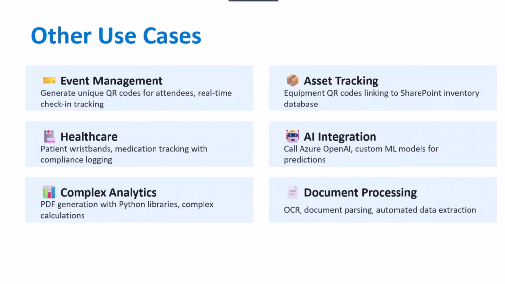Some other use cases, like I said, event management, QR codes for attendees. If you're in healthcare, you can create patient wristbands. Anything that involves complex, custom ML model predictions. Document processing is a big scenario. Huge computations happen within a second, so it's a great win at low cost.